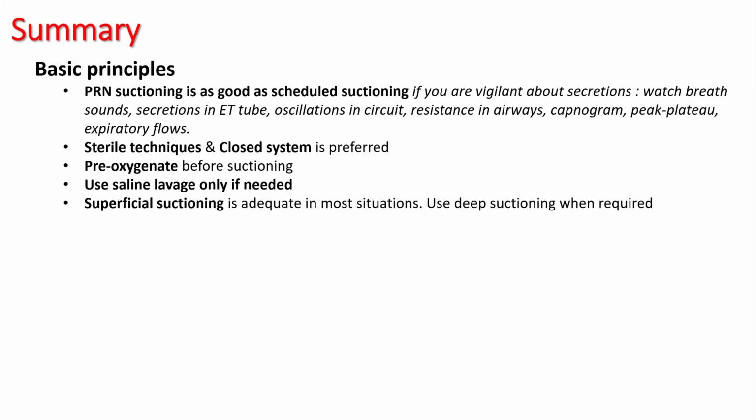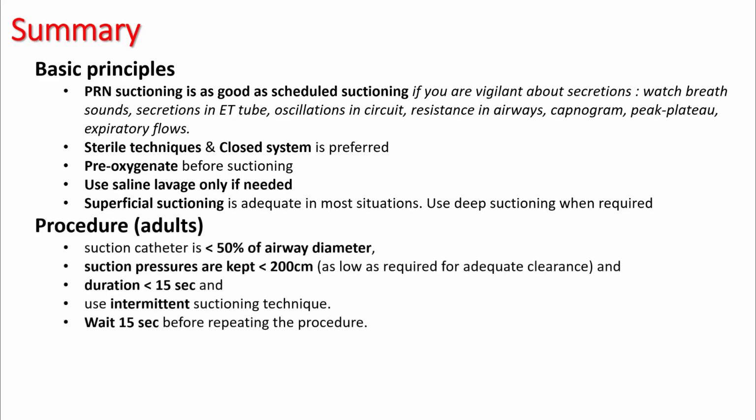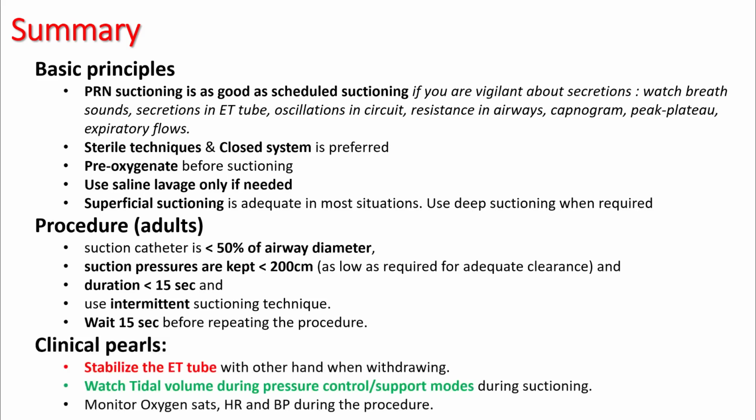Sterile technique and closed systems are preferred. Pre-oxygenate before suctioning. Use saline lavage only if needed. Superficial suctioning is routine in most situations. Use deep suctioning only when required. Make sure that the suction catheter is less than 50% of airway diameter and your suction pressures are kept less than 200 millimeters of mercury. Duration should be less than 15 seconds. Use intermittent technique and wait 15 seconds before repeating the procedure.